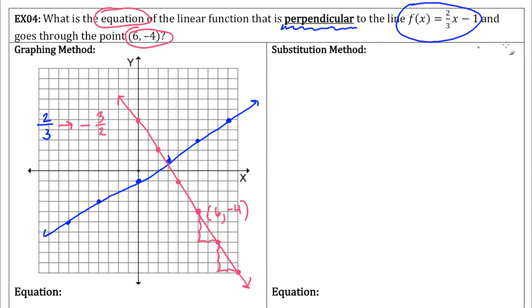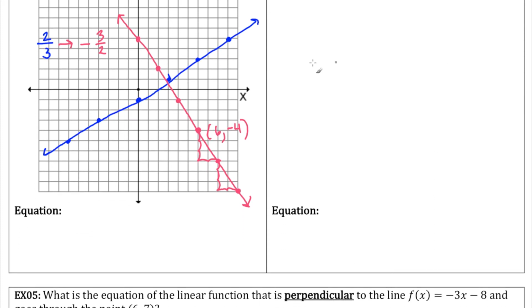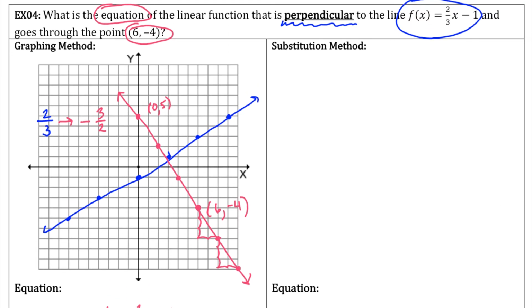So let's write the equation of this line. The y-intercept was 0, 1, 2, 3, 4, 5. I'm glad I wrote that one. I forgot to point it out earlier. Get it? Point it out. Anyways, so y equals, well, a plus 5. And then this one was negative 3 over 2. Perpendicular.